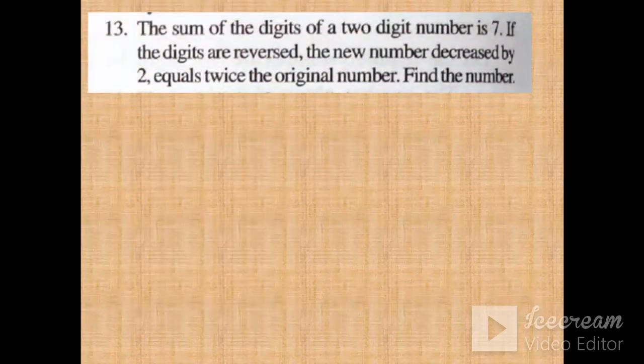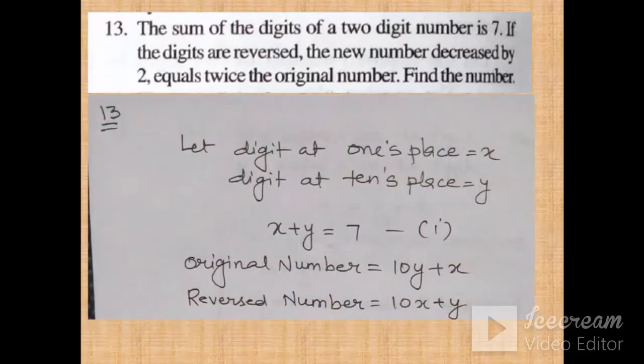Now let's see one more question. Question number 13. The sum of the digits of a 2-digit number is 7. So again same steps will be there. Digit at 1's place is x. Digit at 10's place will be y. Sum of the digits means x plus y is 7.